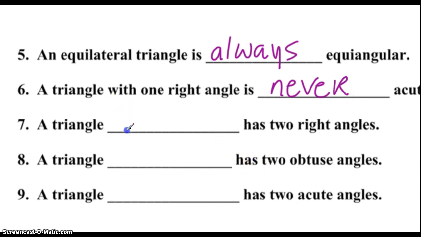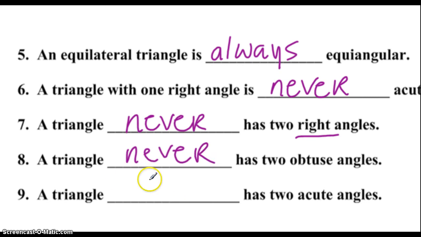A triangle never has two right angles. Remember, 90 and 90 already make 180, so we can't have more than 180 degrees. Can never have two obtuse angles, and a triangle always will have two acute angles. Now, sometimes it might have three acute angles, but no matter what, it will always have two.